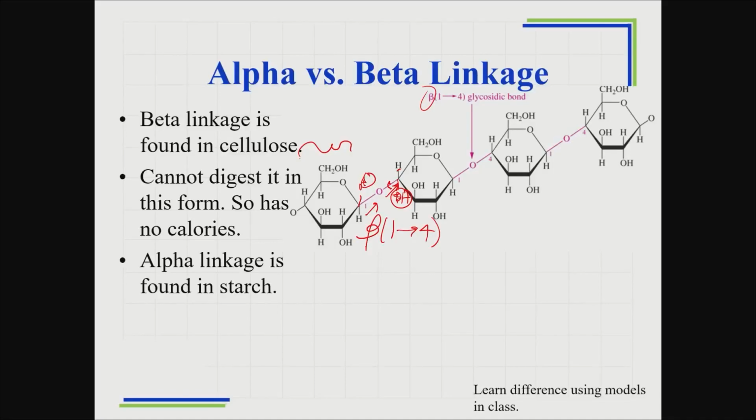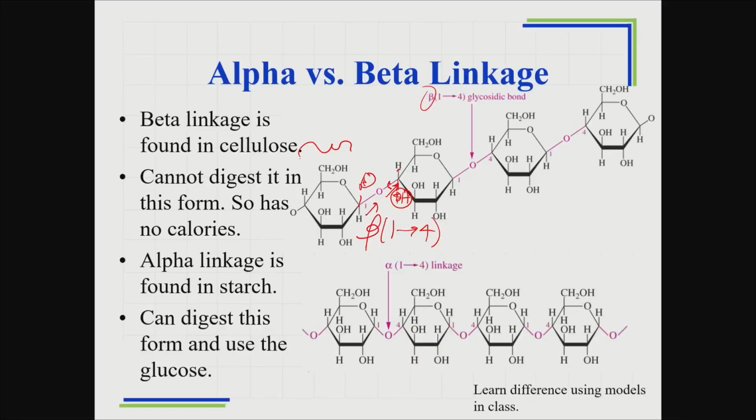In starch, it's an alpha linkage instead. So we're going to use alpha glucoses instead of beta glucoses to come together. We can digest this. We have the enzyme needed to break the bond in an alpha linkage. So here is our alpha linkage. The big difference is at the number 1 carbon. We know that at the number 1 carbon, the OH is below the ring, okay? And alpha, it looks like a fish. It swims down in the sea. So we have it down below the ring.